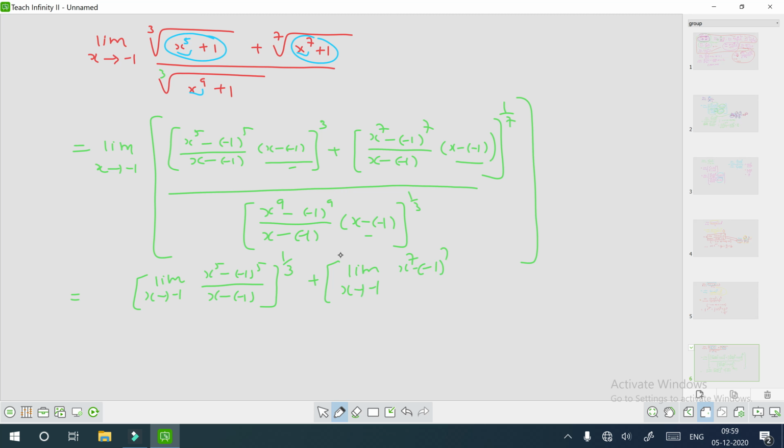Can I write 192 is equal to limit x tends to 2 of x raised to n minus 2 raised to n over x minus 2? Yes. That is equal to n times 2 raised to n minus 1. Why? Because variable tends to constant. Variable raised to n minus constant raised to n over variable minus constant is given. So, n times constant raised to n minus 1. So, n into 2 raised to n minus 1.